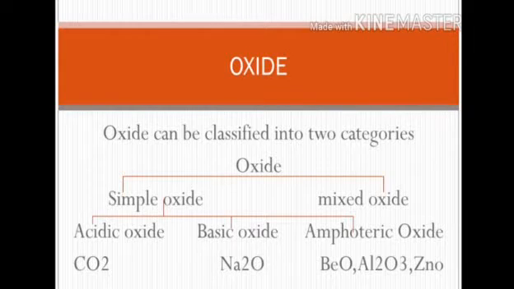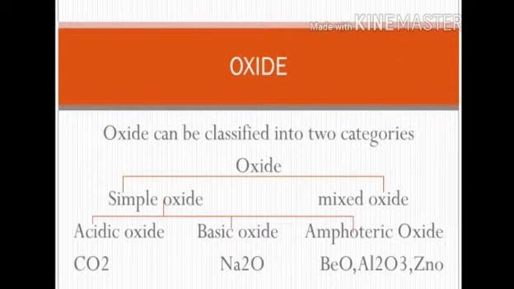An oxide that reacts with water to give an acidic solution is called an acidic oxide. Here I am giving CO2 as the example: CO2 plus H2O gives H2CO3. And an oxide that reacts with water to give a basic solution is called a basic oxide. Here Na2O plus H2O gives NaOH. And the third one, amphoteric oxide, means an oxide that can react with both acid and base.